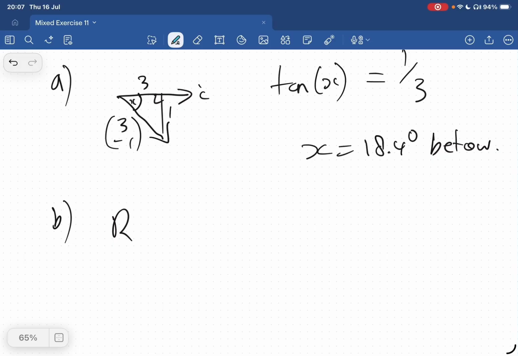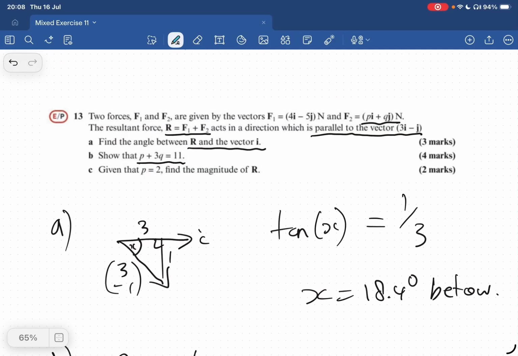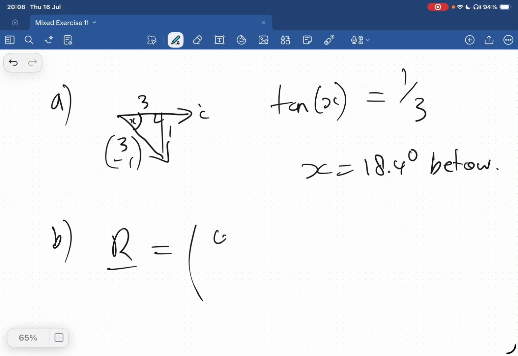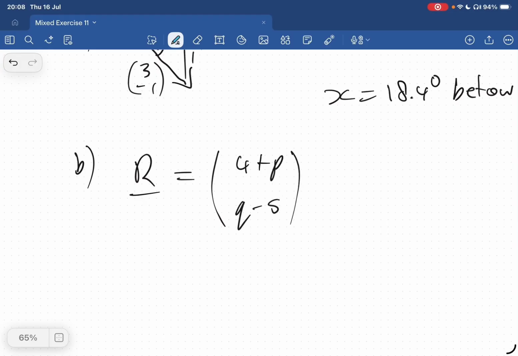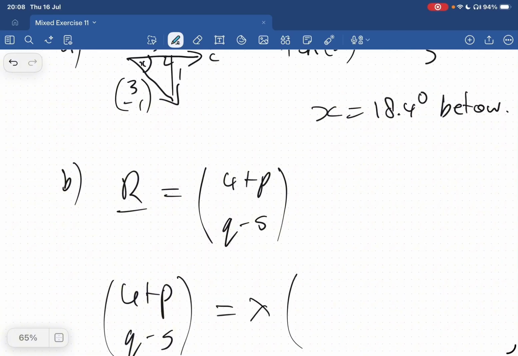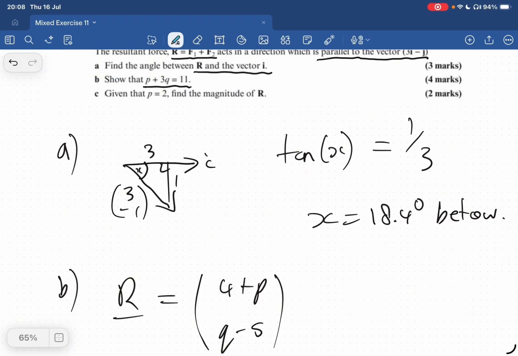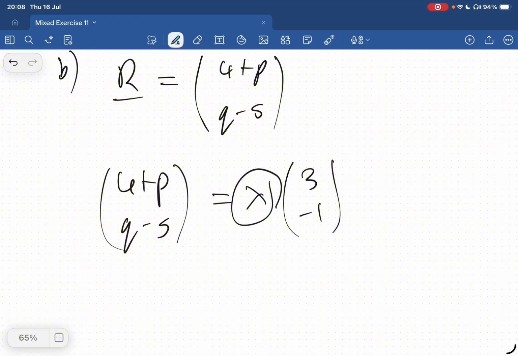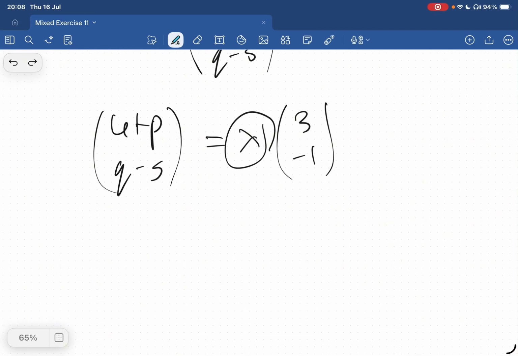So what is R? At one point we should figure this out, even just for picking up exam marks. So (4 plus p, q take away 5). This is R, and this is parallel to (3, -1). So (4 plus p, q take away 5) equals lambda times (3, -1), where lambda is the scale factor. Now we need to cancel out lambda, and I'd bet a lot of money that this is going to come out at this. So let's try that out.